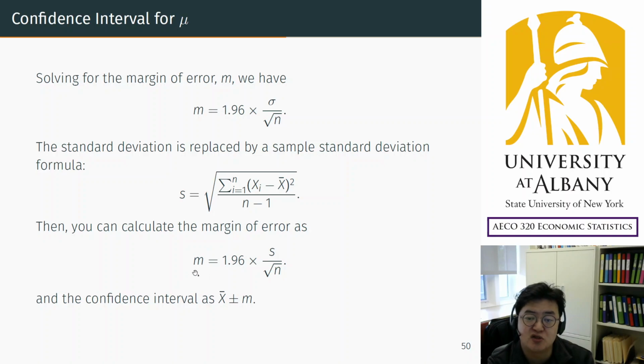Then you get the margin of error and add and subtract the margin of error from the point estimator, the sample average. That is your confidence interval. Okay? So it is a combination of all the things we learned in the previous chapters. So that's why chapters 6 and 7 are important, because they are used here.